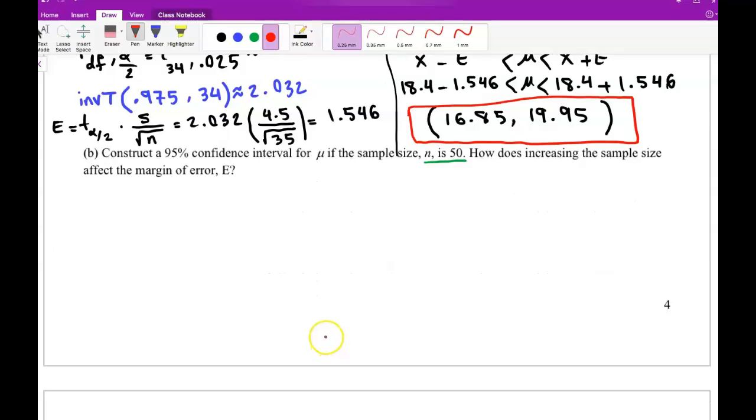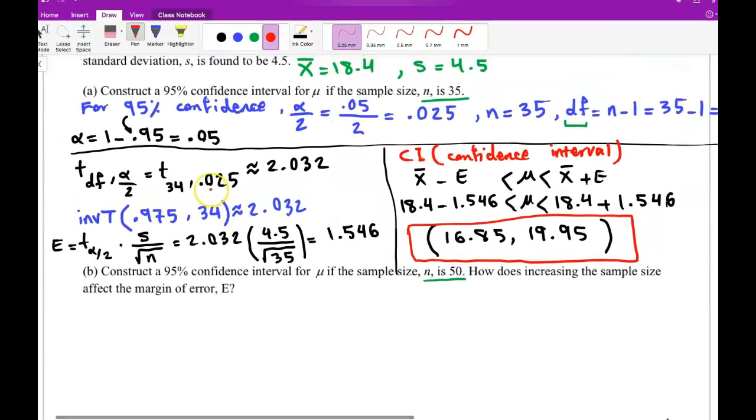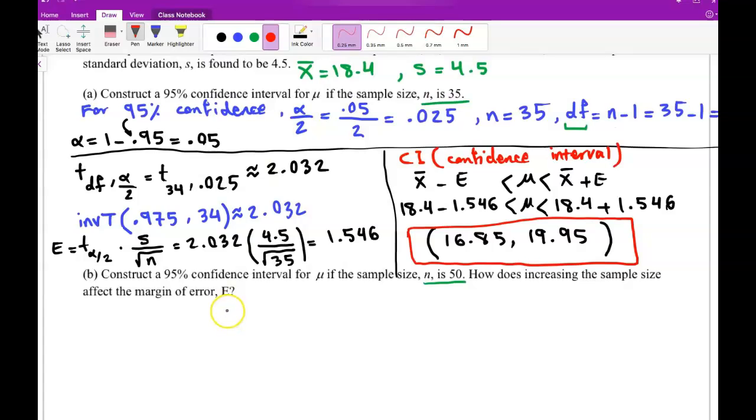Then part B, again, construct a 95% confidence interval for mean if the sample size, now here's sample size, instead of 35 is 50. And it's asking how does increasing the sample size affect the margin of error E. So same thing. So we're going to have all these steps here on part B again.